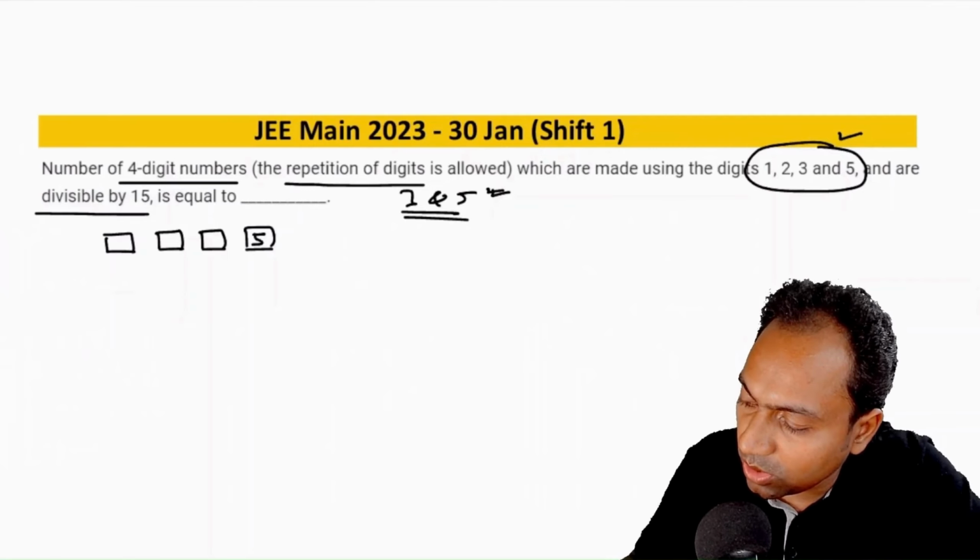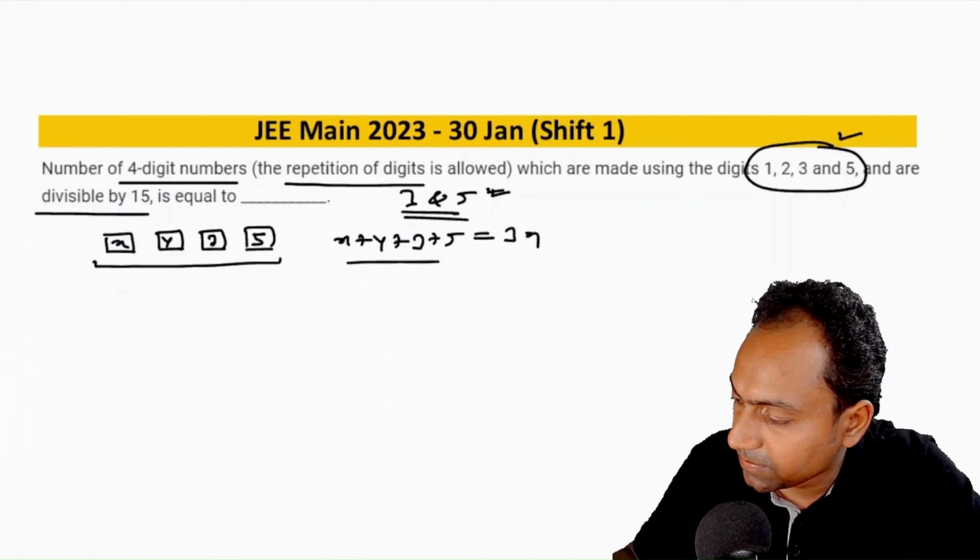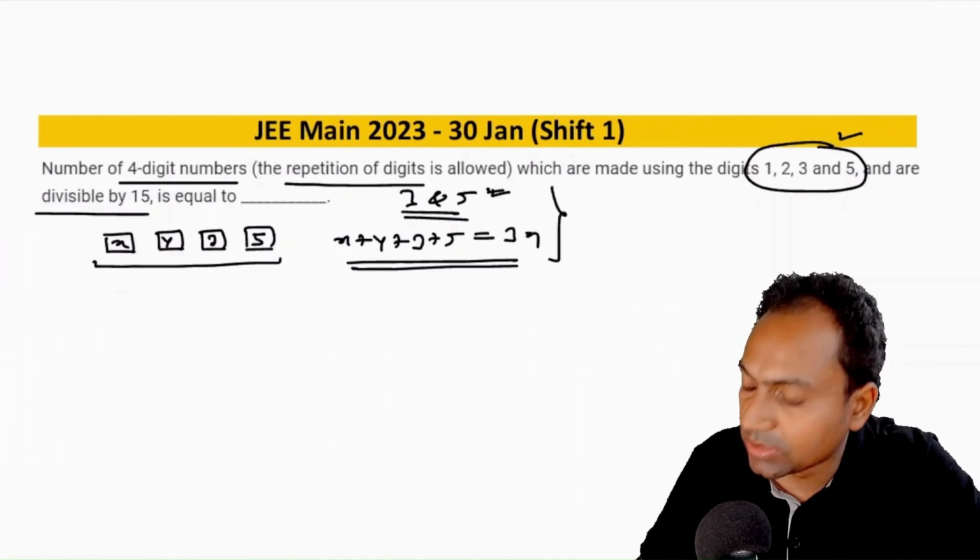And also, all of these digits should add up to a multiple of 3. So if I take the first three digits as x, y and z, then what I'm saying for the second condition is x plus y plus z plus 5 needs to be a multiple of 3. This is what our question is. Now how to solve it?